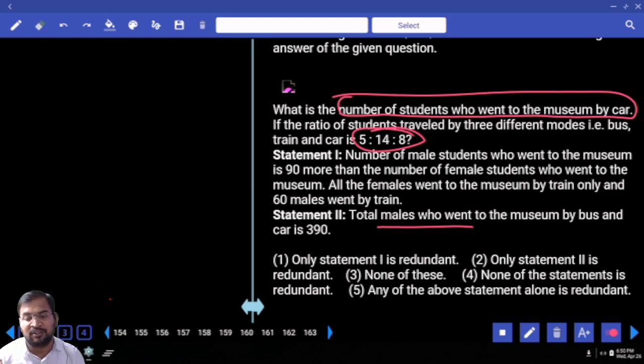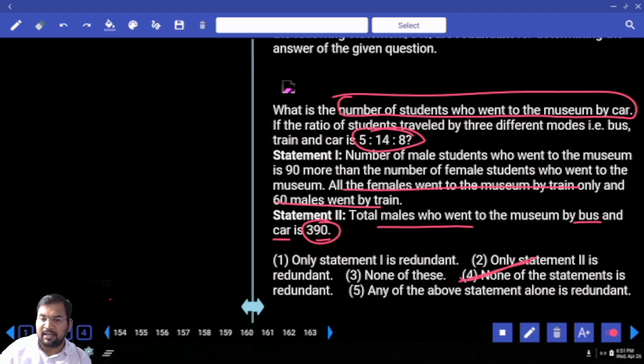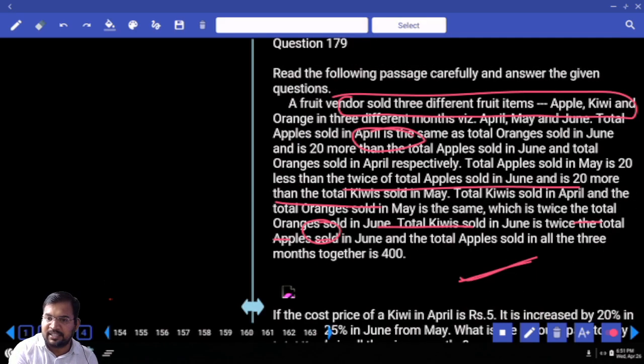If we combine both, then we will get how many by bus and how many by car? Together it is 390. And the train also we need. We need total males, and females data also they have given. All of it clear? By using both the statements, is the answer possible or not? Tell me your answer. Both are required. Then the answer is none of the statements is redundant. So now tell me, where are the single items?